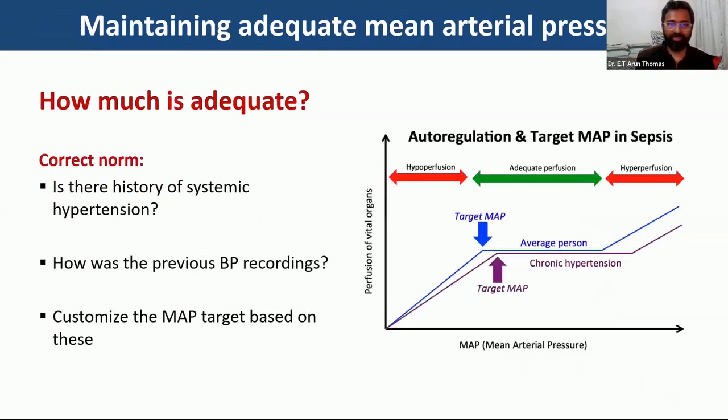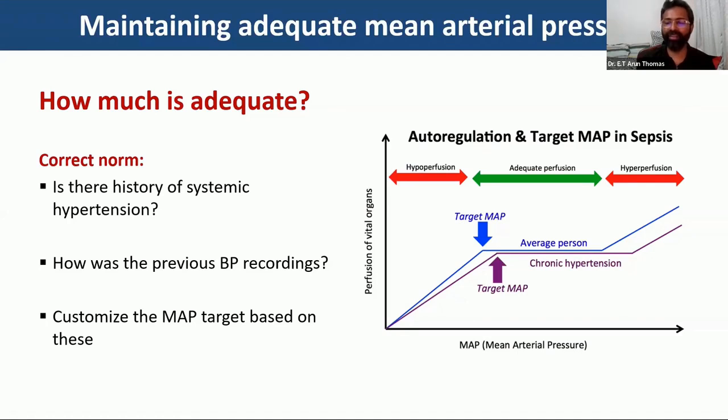But let me tell you, we have to customize the mean arterial pressure target we keep for our patients with AKI. So one history which we should definitely take is whether this patient has a history of systemic hypertension and what the previous BP recordings were from the previous files or OPD records. This is because of the auto-regulation of the kidney: usually above 65 millimeters of mercury MAP, the organ perfusion will be maintained, and below 65, it will come down. So there is an auto-regulatory zone.